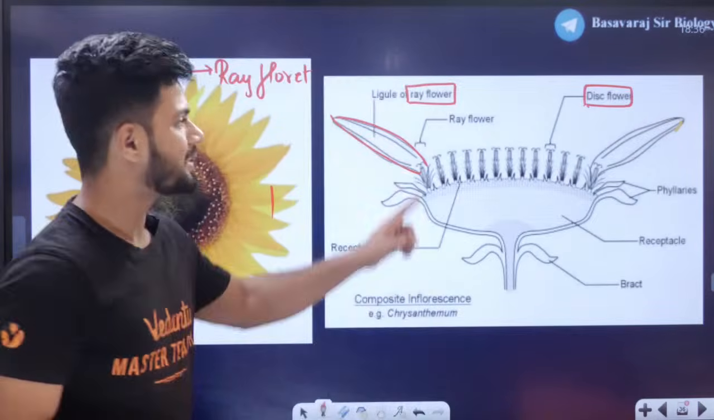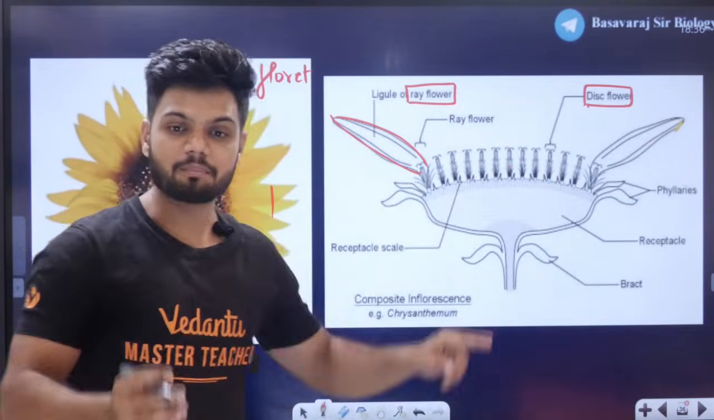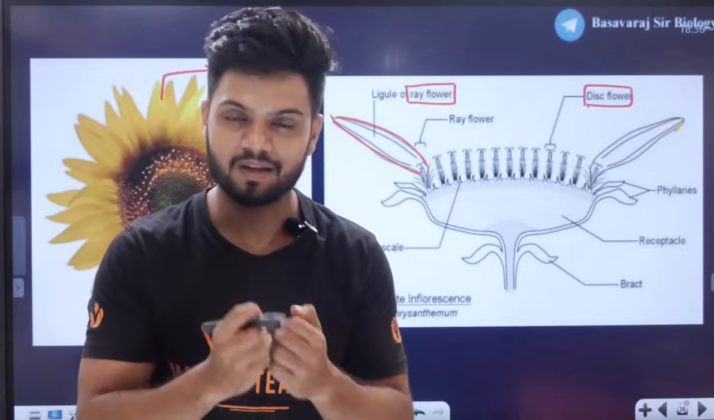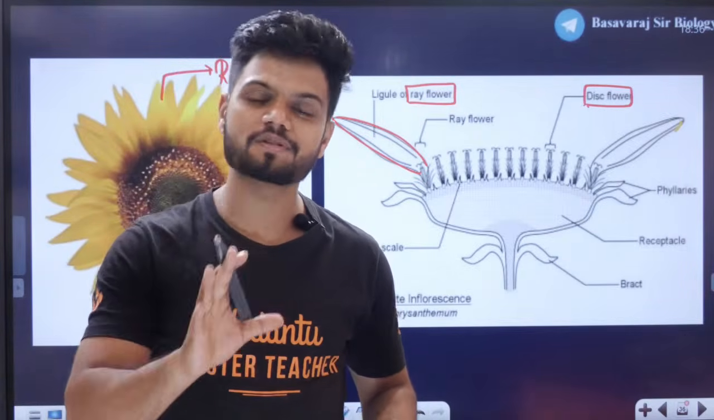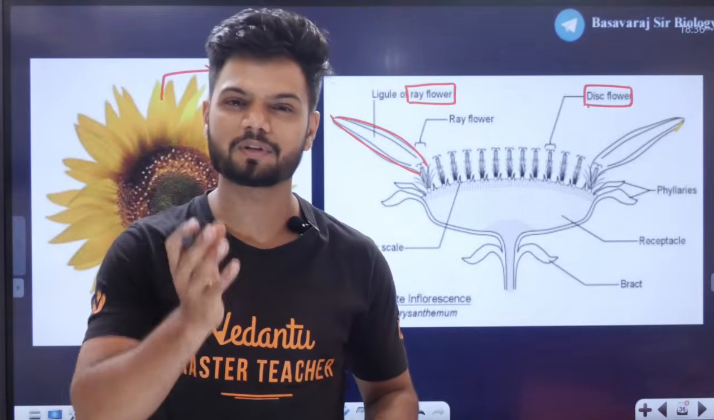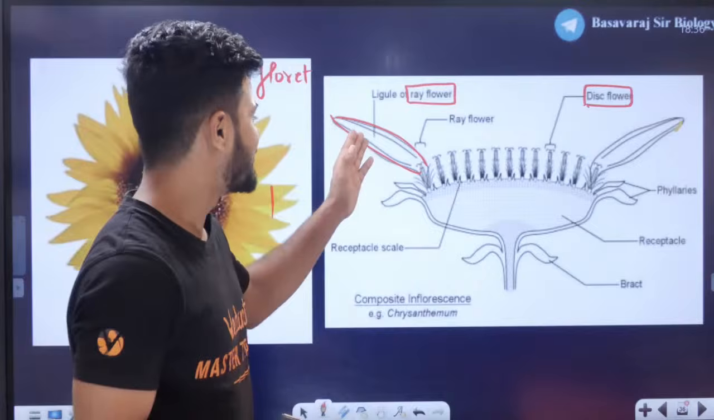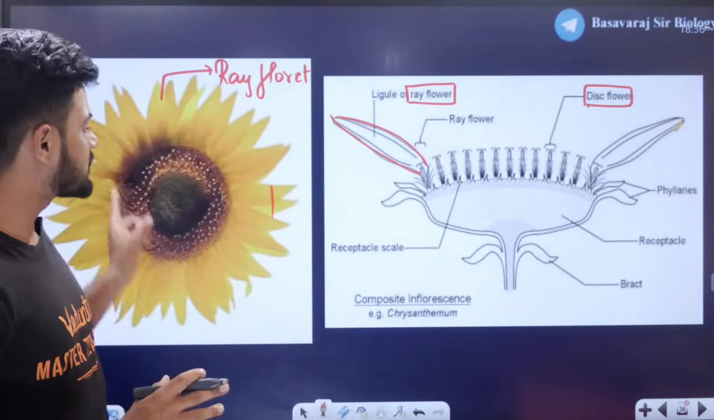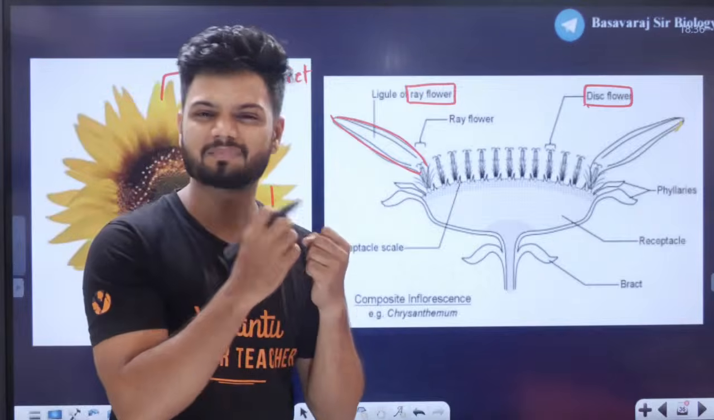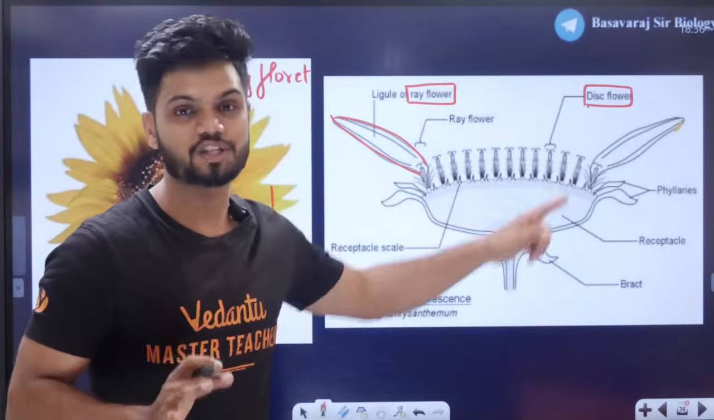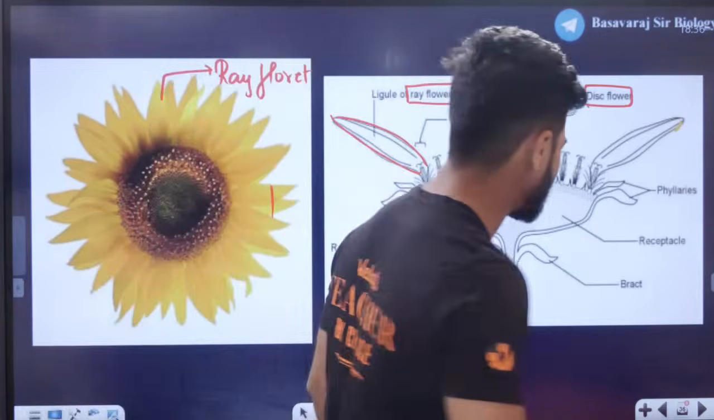So, we have ray florets on the outside. The main function of ray florets is to attract pollinators. Ray florets are only good for attracting pollinators, because they are unisexual. They can't even reproduce. But the disc floret is bisexual in nature.